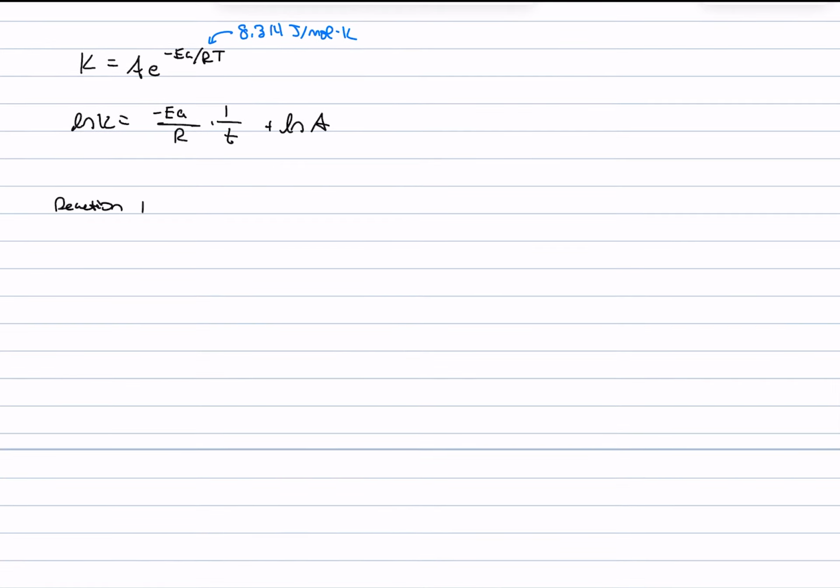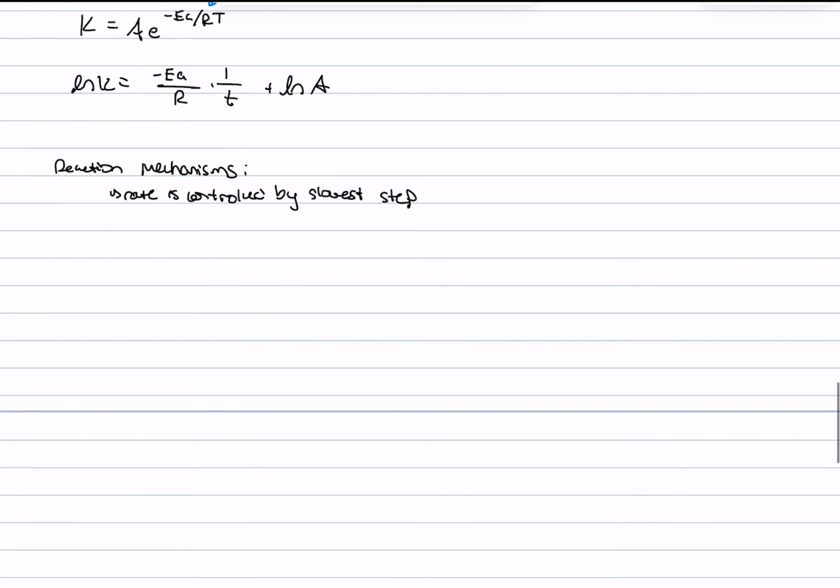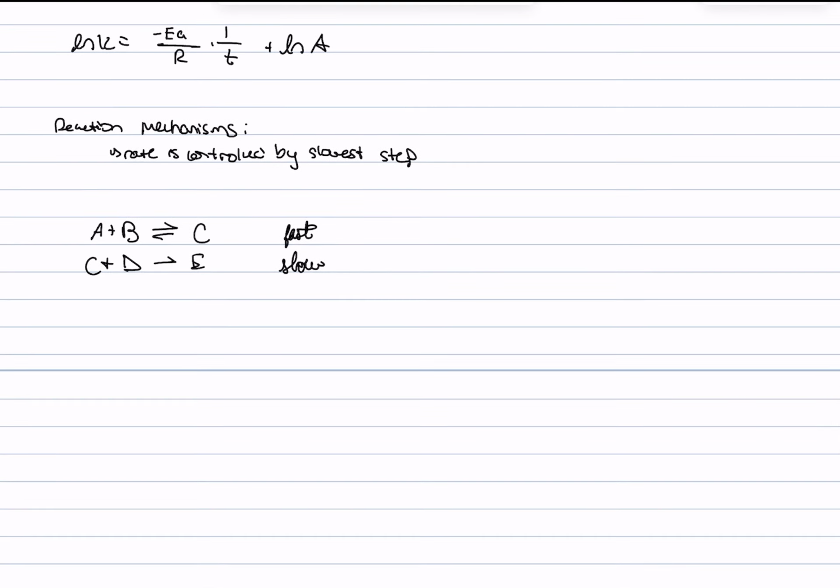The last topic is reaction mechanisms. And for elementary reactions, it's a single step, and so it's controlled by that step. But otherwise, the rate is controlled by the slowest step. So, for example, if we had A plus B goes to C and C plus D goes to E, the rate would be k times C times D, since that's the slow reaction. But there is one problem with this, in that it involves intermediates, so specifically the intermediate C, and we typically want to avoid that so we can have better control over the outcome of a reaction.